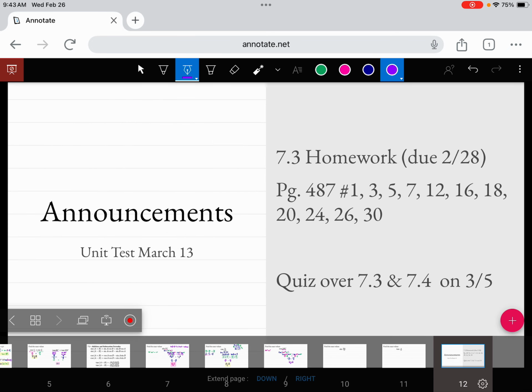I'm going to put it up there. That's what the current schedule is. I reserve the right to change it as needed.